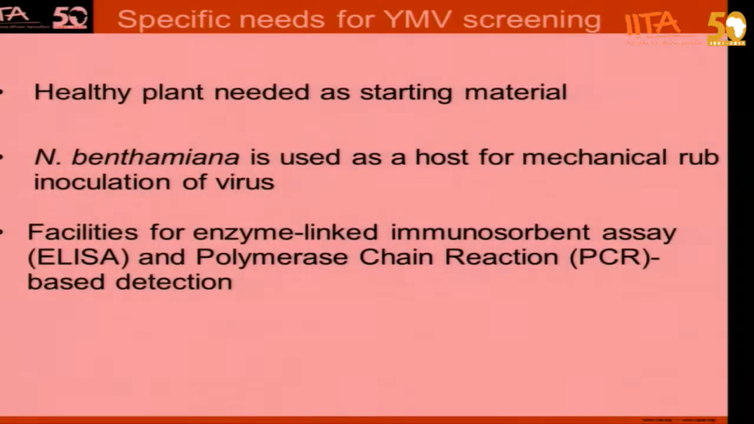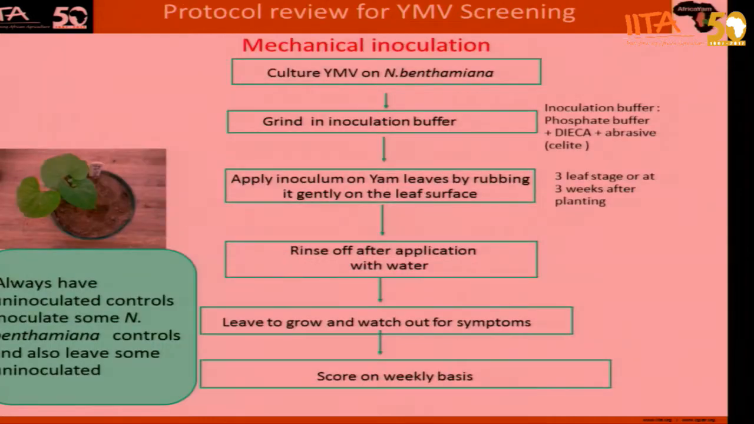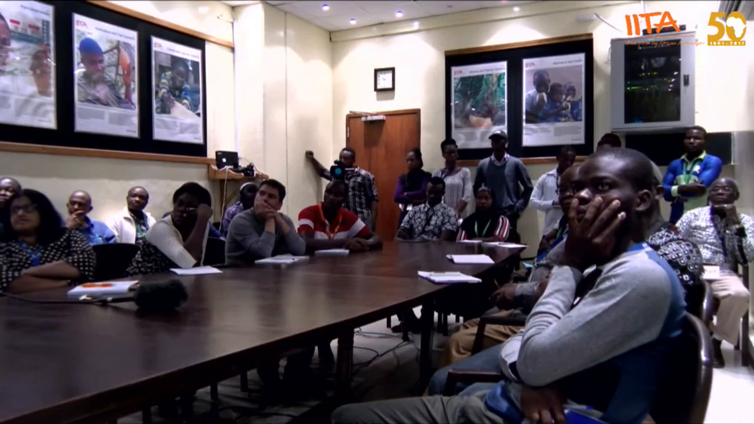There are specific needs for yam mosaic virus screening. You need healthy plant materials as starting material. And then Nicotiana benthamiana is required as host for the mechanical rub inoculation. And you also need the facilities for the enzyme-linked immunosorbent assay, ELISA, that I mentioned earlier, and polymerase chain reaction-based detection. So now I'm going to run through the protocol we are using for yam mosaic virus screening.